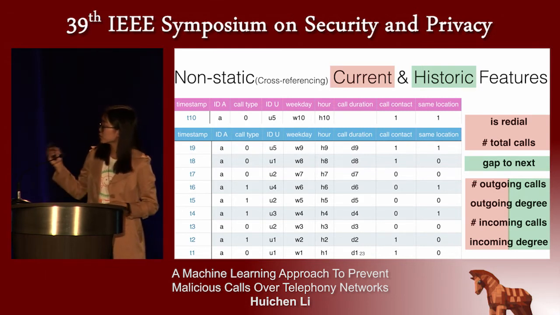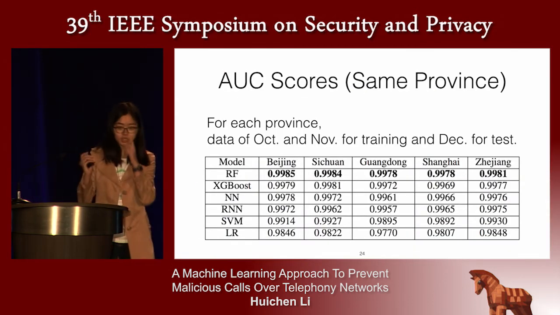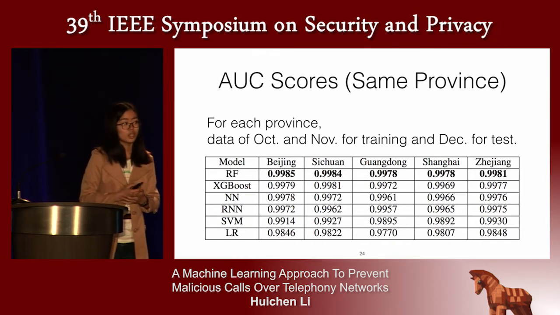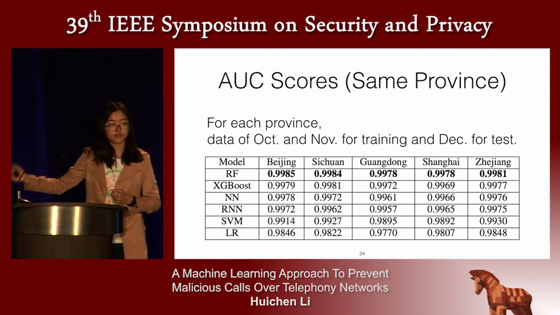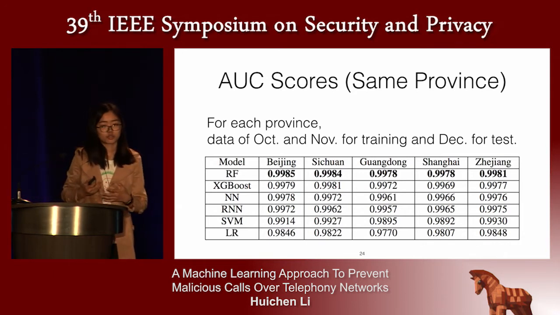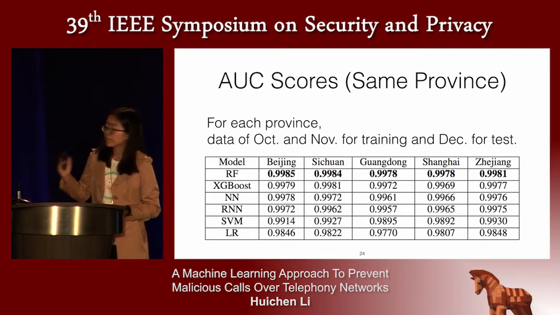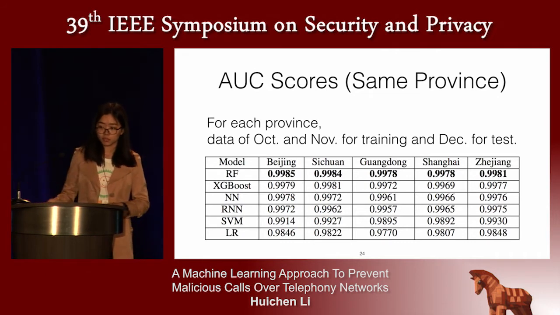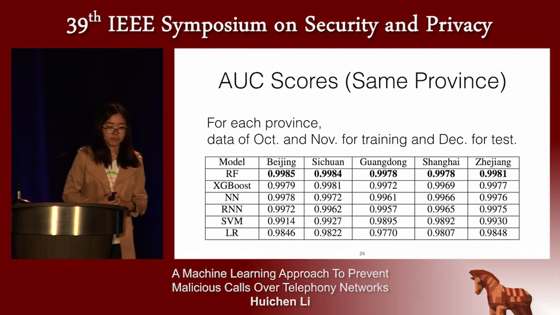And with all these features, we can use them in machine learning algorithms, and as this is a binary classification task, we report the AUC scores here. These are AUC scores of 6 different models on the same province. We have 3 months, so we split them into training and test dataset. And you can notice here the AUC scores of all 6 models are very high. They are very close to 1, and this is very good. The random forest model here achieved the best AUC.